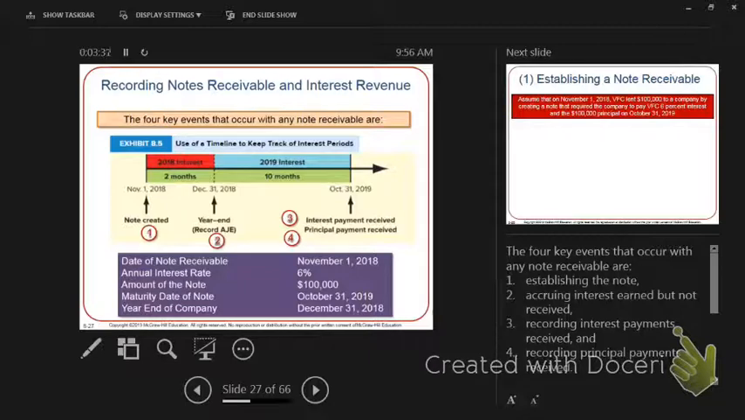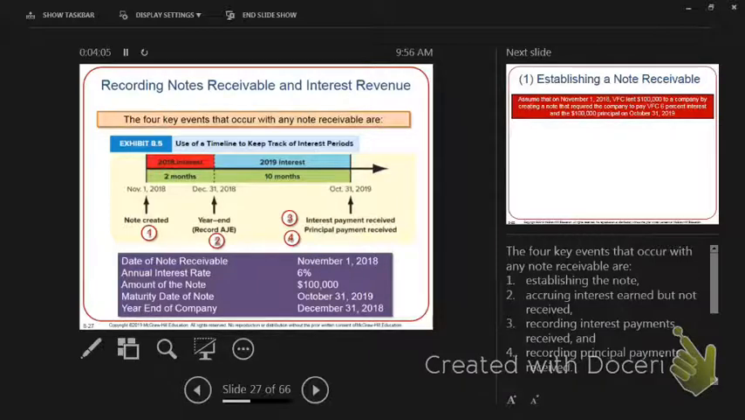So let's look at this loan. We lent someone $100,000 on November 1st. All right, so we already have the journal entry on the board. We're going to debit notes receivable for $100,000 and credit cash. That's the only thing that happens on November 1st. We gave them money, nothing else happened. Nothing else happens until the end of the year.